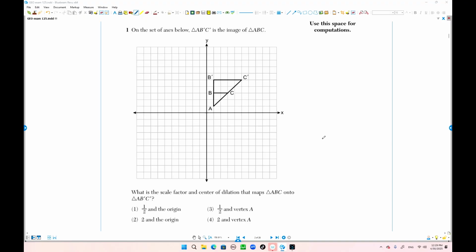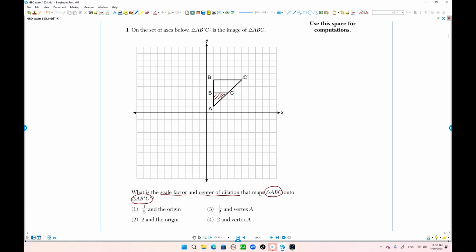Okay, we have triangles. What happened in the transformation? We're going to find the scale and center of dilation. Where is it? This is the original, and this is the image. So ABC is the original here. A prime, B prime, C prime is the image.